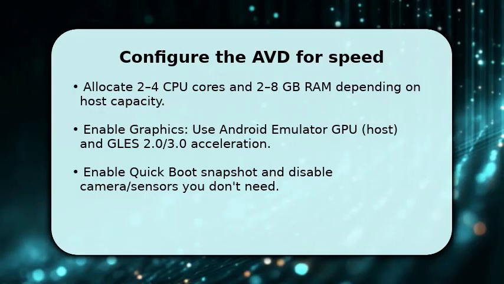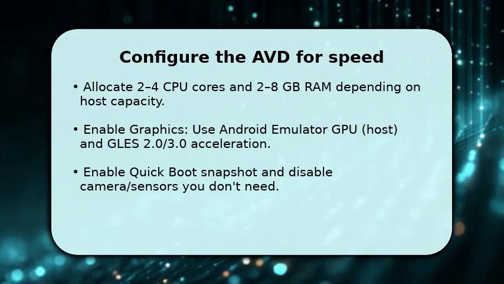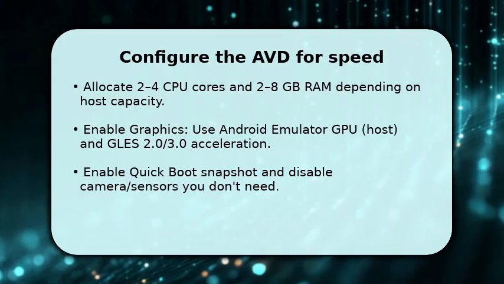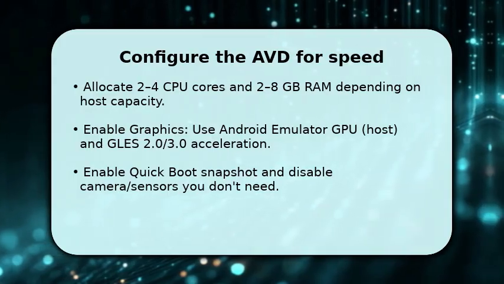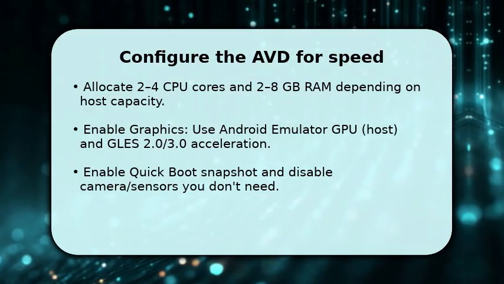Now configure your AVD for performance. You should assign multiple CPU cores and ample RAM, but avoid starving your host. 2 to 4 cores and 2 to 8 GB is typical.